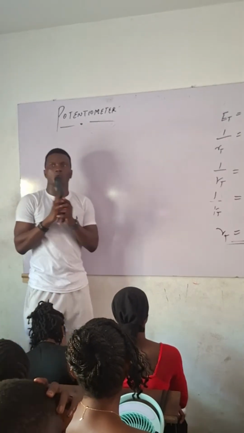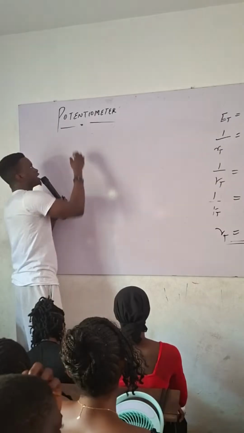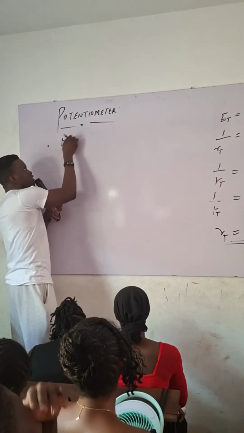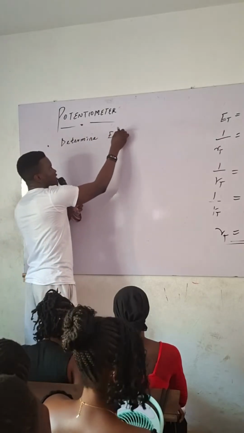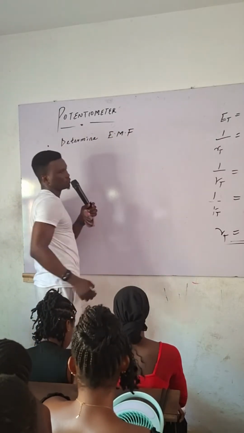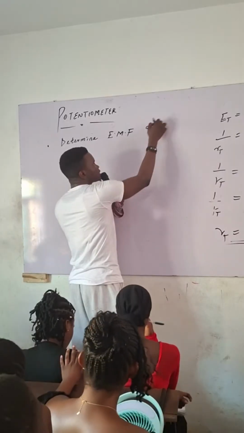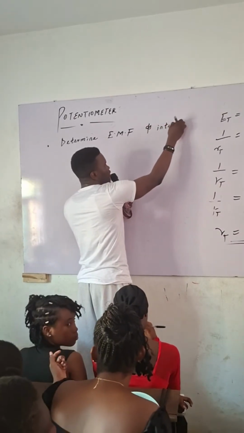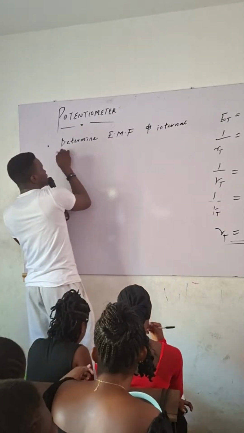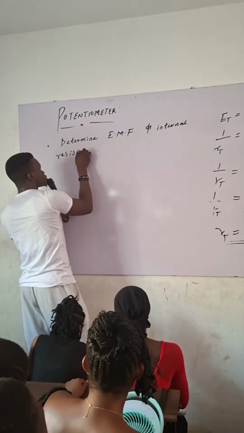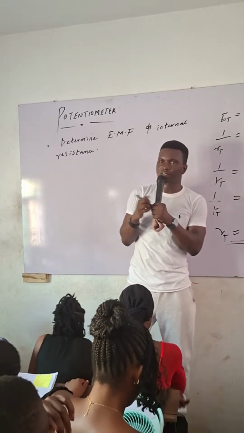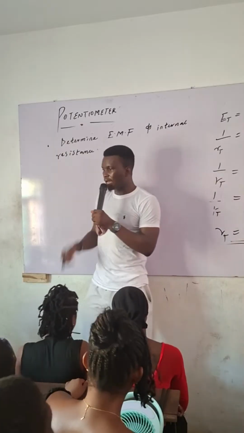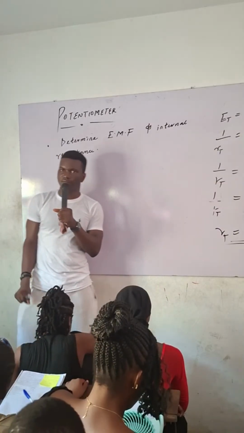So the potentiometer is an instrument that helps us to determine the EMF and internal resistance of a cell. Now, how do we determine that? The formula is simple.